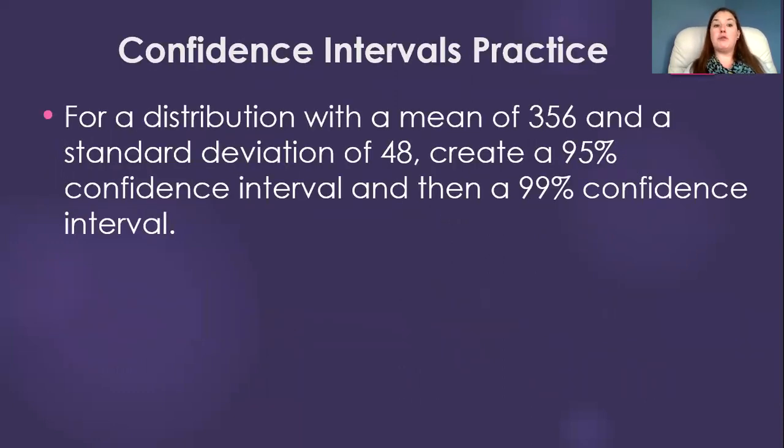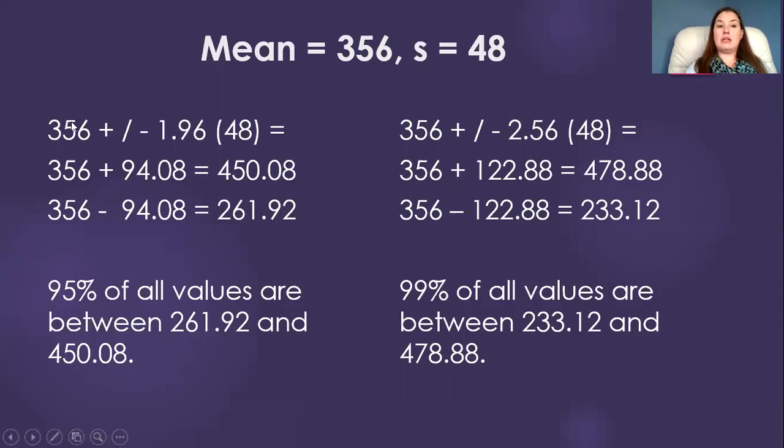Another practice, for a distribution with a mean of 356 and a standard deviation of 48, create the 95 and the 99% confidence intervals. Same thing, it's our mean plus minus our 1.96 times our standard deviation gets us the 95% confidence interval. So 1.96 times 48 is 94.08. 356 plus 94.08 gives us 450.08. Then 356 minus 94.08 gives us the low end of 261.92.